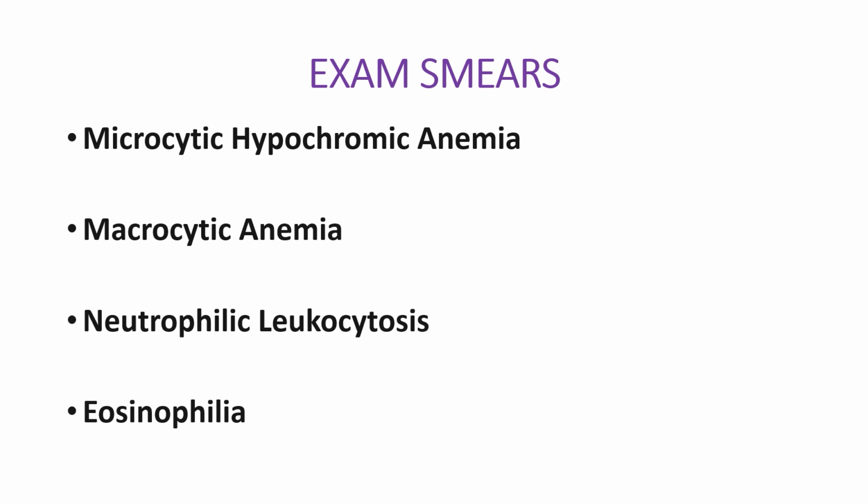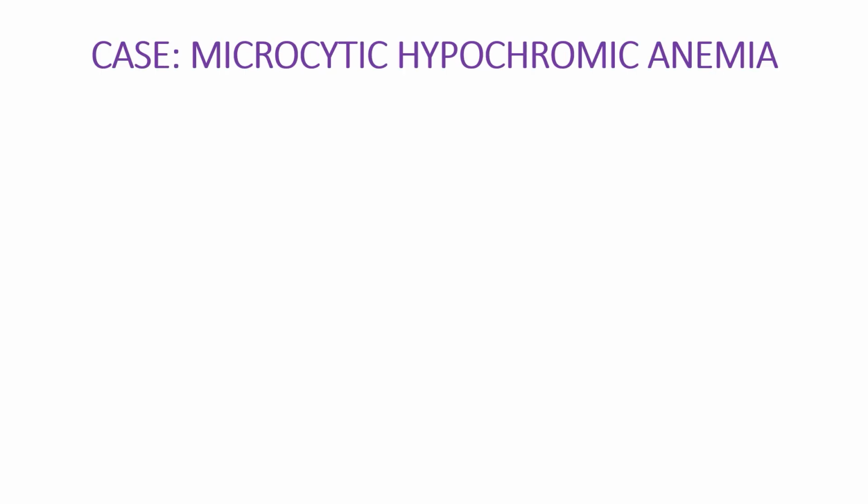So now, in the case of microcytic hypochromic anemia, you see under the microscope, and you have diagnosed it as microcytic hypochromic anemia. What should you write in the exam paper? That is what we are trying to see. Now, we need to write about RBC, we need to write about WBC, we need to write about platelets, and we also need to write about hemoparasites.